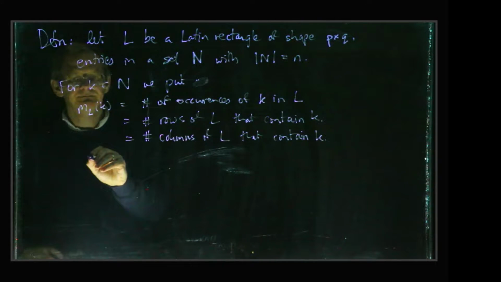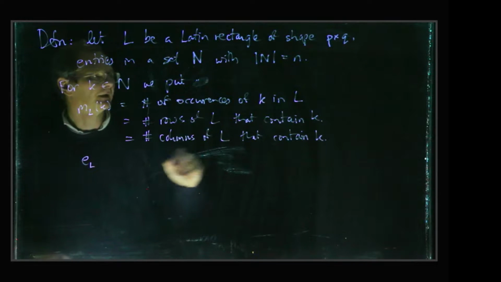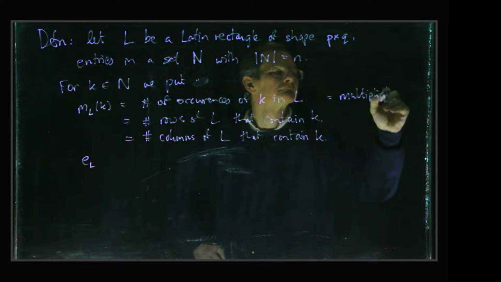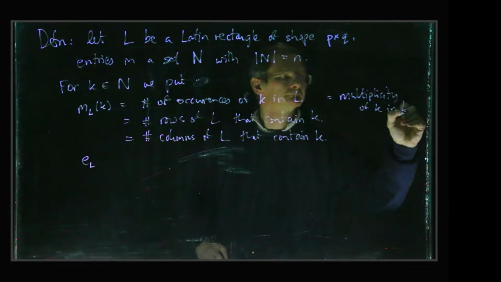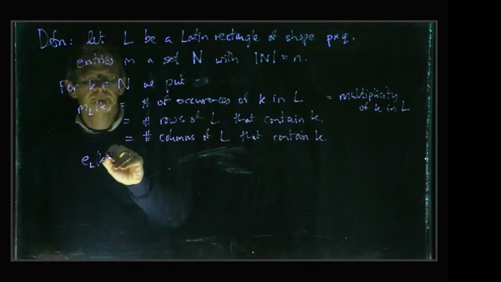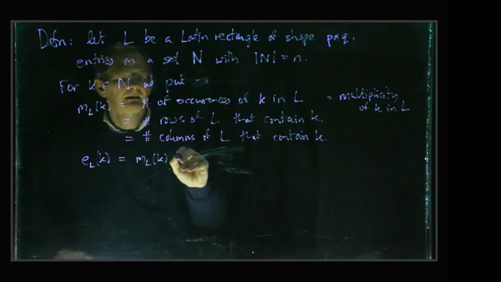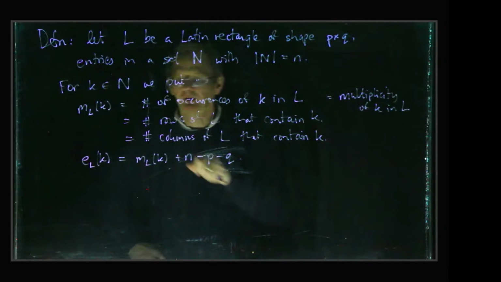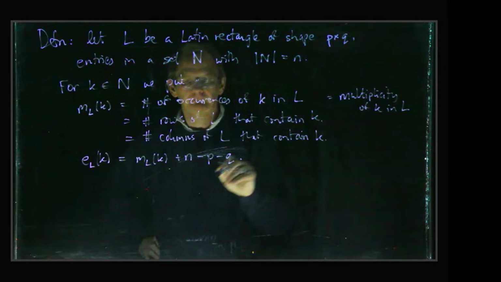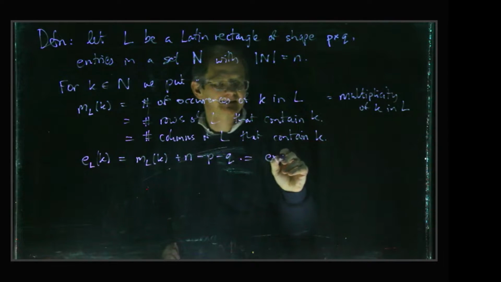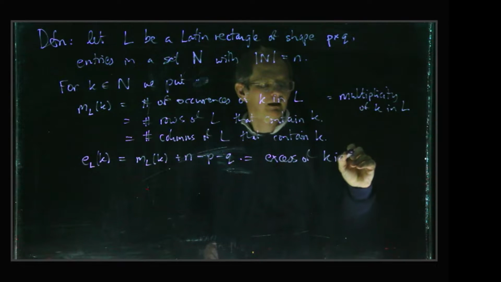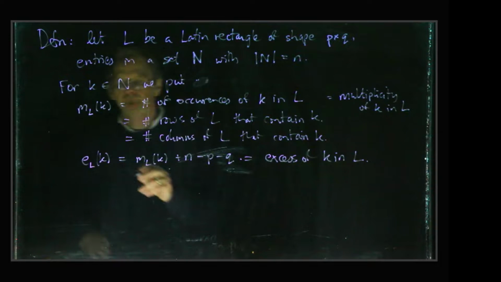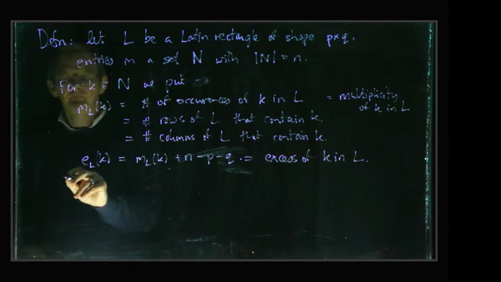Okay, and then we define E_L(K). Oh, and that's just the terminology, the multiplicity of K in L. Okay, and then E_L(K) is M_L(K) plus N minus P minus Q. This is what we're going to call the excess of K in L.